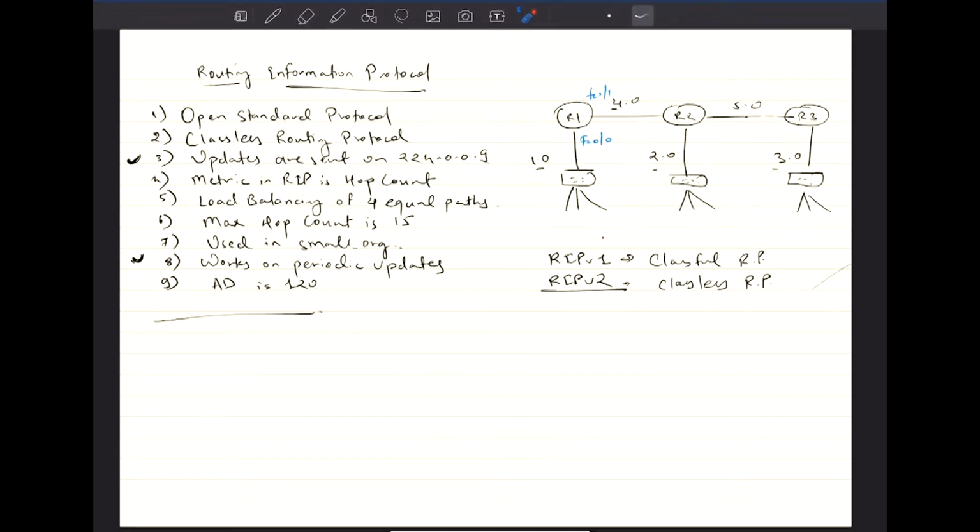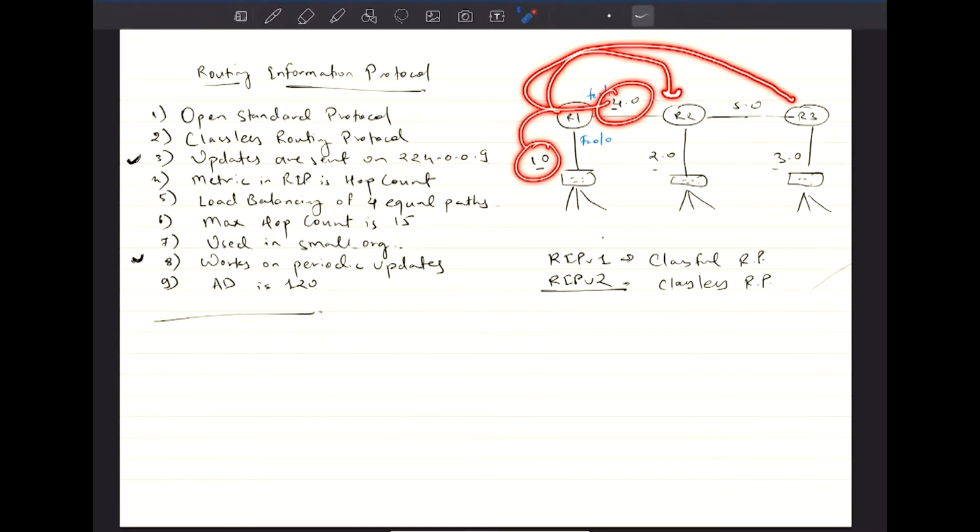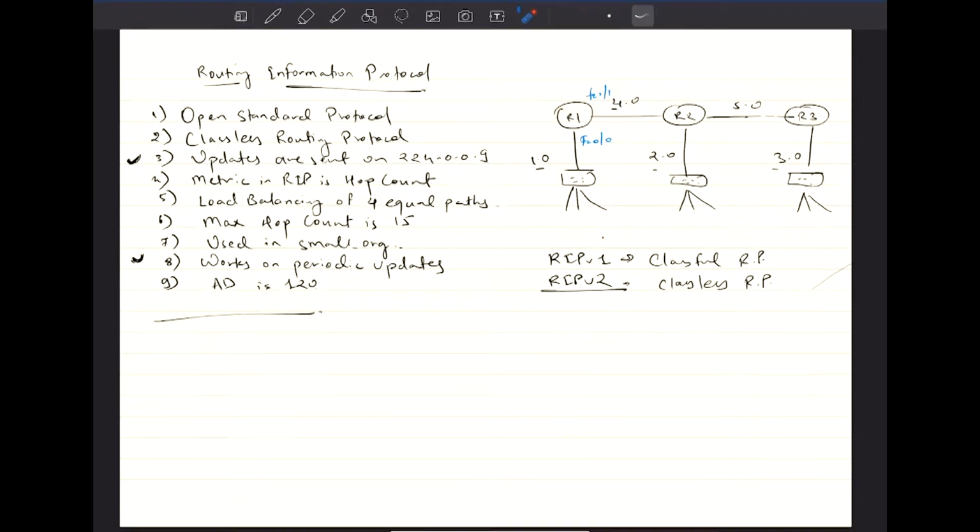what is going to happen is that networks 1 and 4 are going to be advertised to R2 and to R3. But that's not a unicast advertisement, it is a multicast advertisement, where the routers participating in the RIP domain will get those advertisements and have that particular route installed. So R1 will advertise 1.0 and 4.0, R2 will advertise 2, 4, and 5, and R3 will advertise 3 and 5.